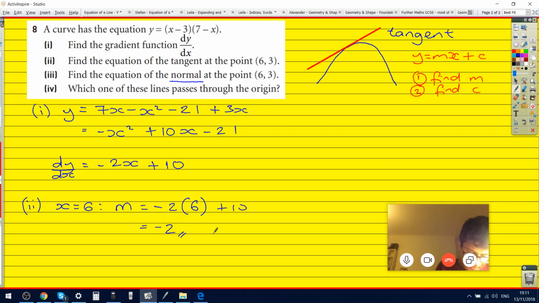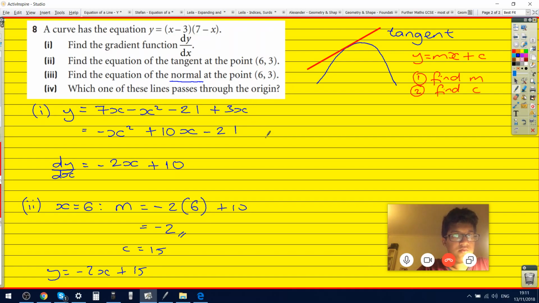Sorry about that. Did you get a value for c? Yeah, I got 15 for c. Okay, and so the equation of the tangent? So y equals -2x plus 15. Yes.